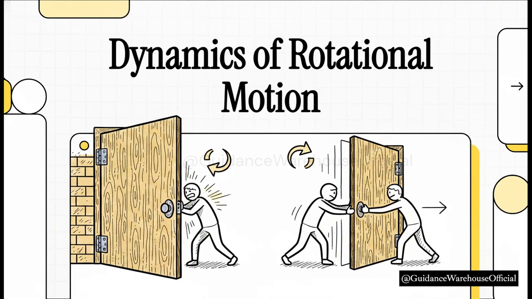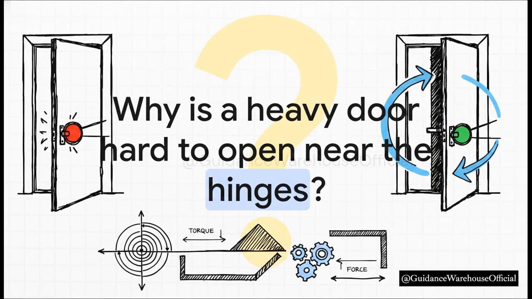Picture this. You're walking into a massive building, maybe a bank or a library, and you go to push open one of those massive, heavy wooden doors. But instead of pushing near the handle, you accidentally push right next to the hinges. You push and you push, but it barely moves. It's literally like trying to push over a brick wall. If you've ever done this, you know exactly how incredibly frustrating it is.